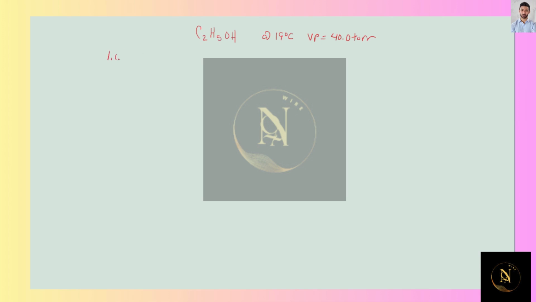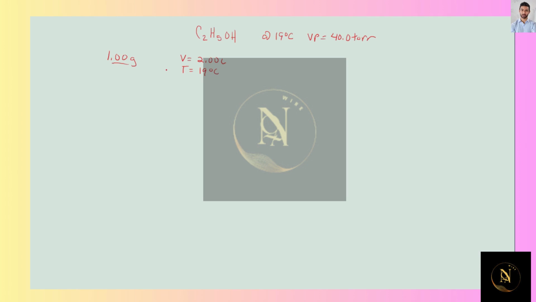They say that we have a 1 gram sample of ethanol and it's placed into a container with a volume of 2.0 liters. And the temperature again is at 19 degrees Celsius. And it says if the container is closed and the ethanol is allowed to reach equilibrium with its vapor, so this was liquid to start with, how many grams of liquid ethanol remain?